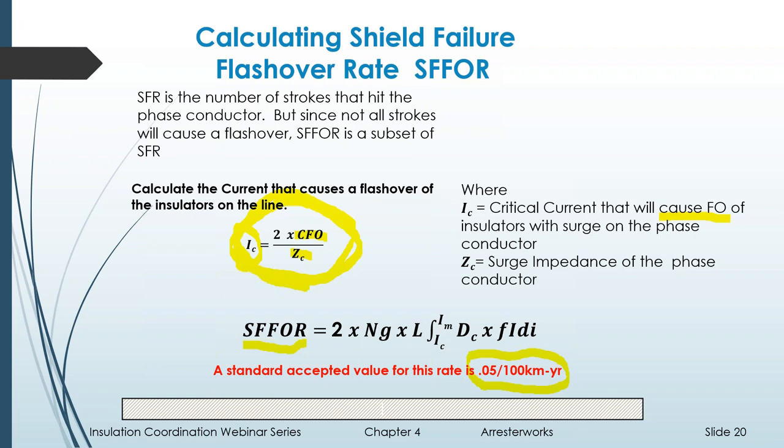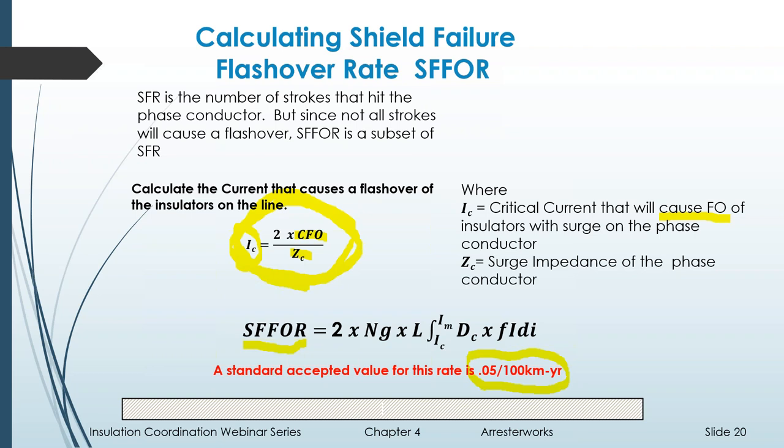So when it hits the, I'm confusing things here. I sub C in this case is the actual stroke current onto that phase. So I sub C for a shield failure rate is a little bit different than I sub C of a backflash rate. I'm mixing things up here. So Odin, back to your question, your point is that this one you don't calculate in ATP because it's much simpler here. I sub C in a backflash rate is more complicated. I sub C for a shield failure rate is as simple as this.